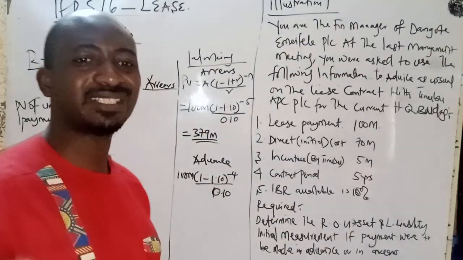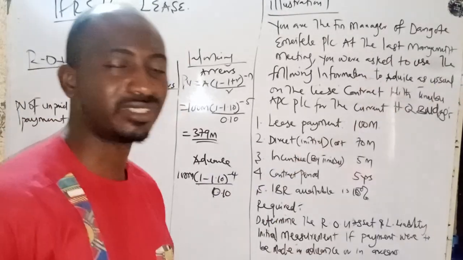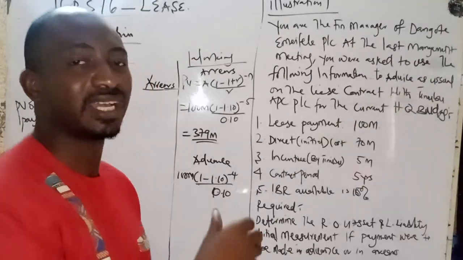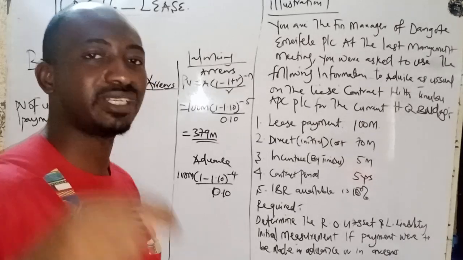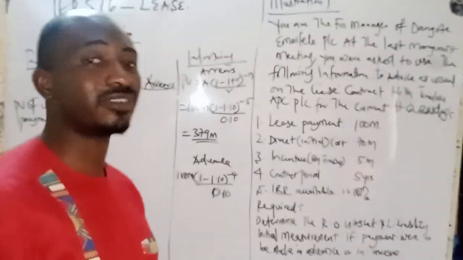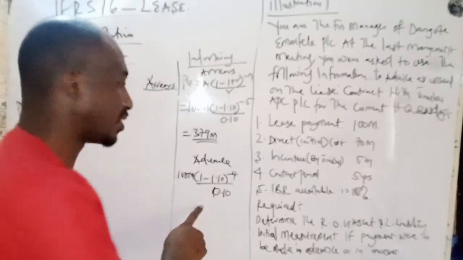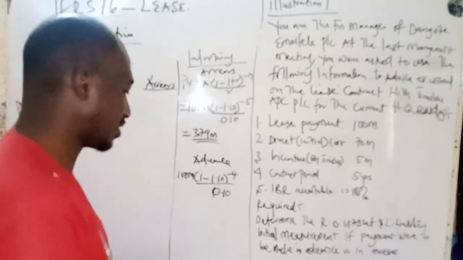rate. And since they said they have already made 100 million payment, meaning that 100 already has gone. So what is remaining is the 400. So what will be the present value of the 400 that we have not paid? That is the one we are doing under this advance. So let's really put it.